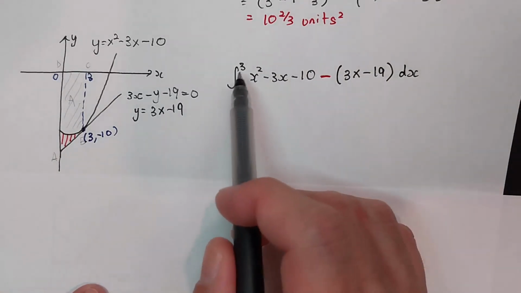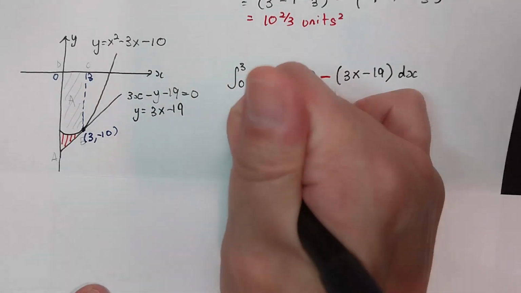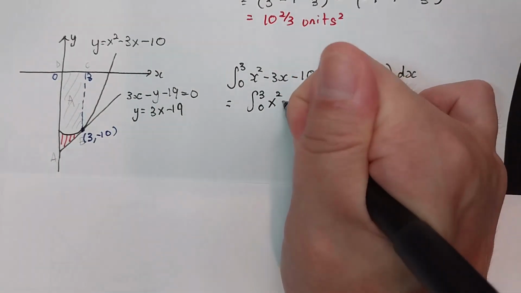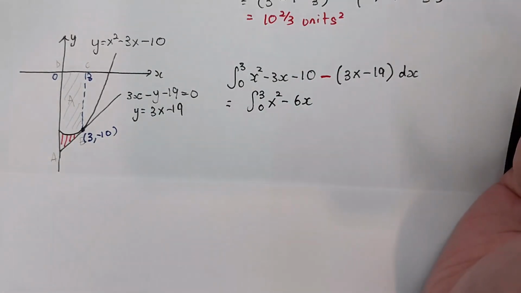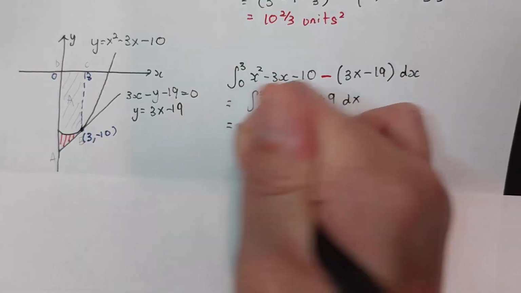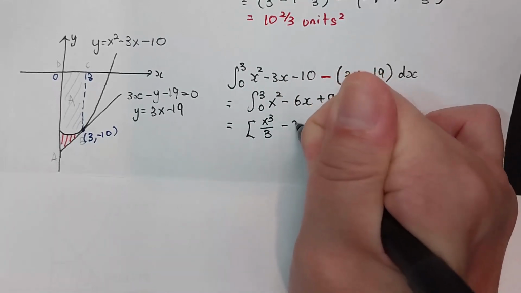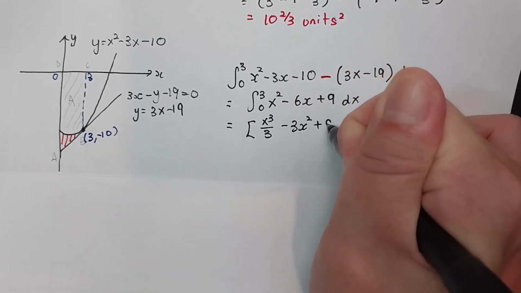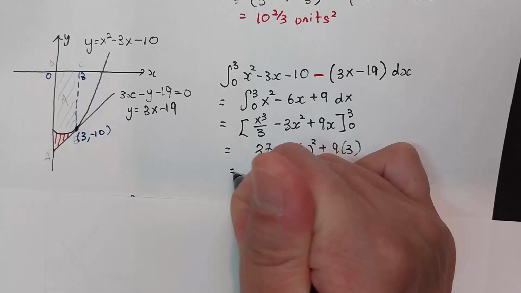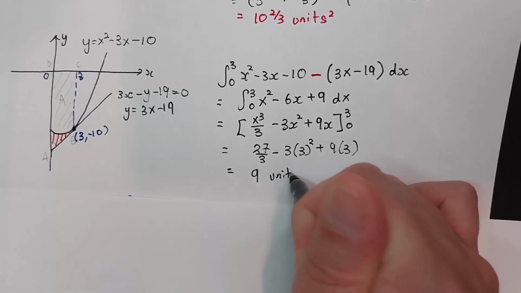And this will work only if the upper limit and the lower limit of the two curves are the same. And this will simplify to x squared minus 6x plus 9. If we integrate this, we will have x cubed over 3 minus 3x squared plus 9x from 3 to 0, which will give us the answer of 9 square units.